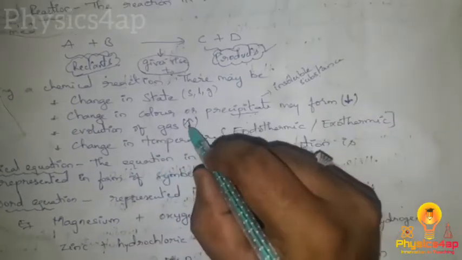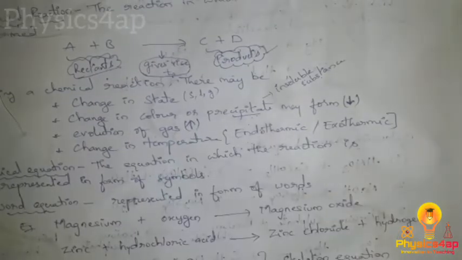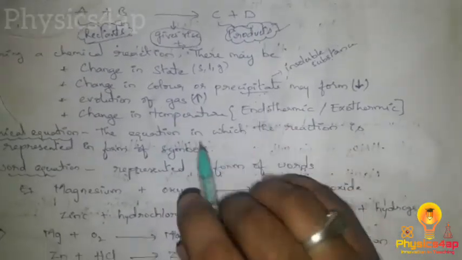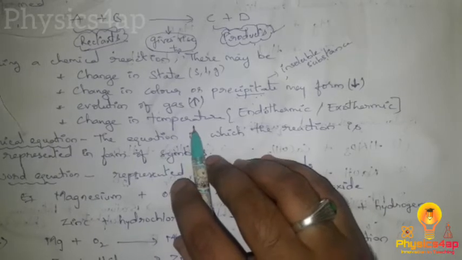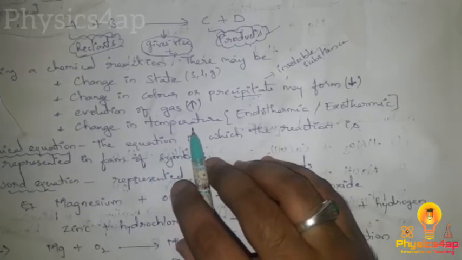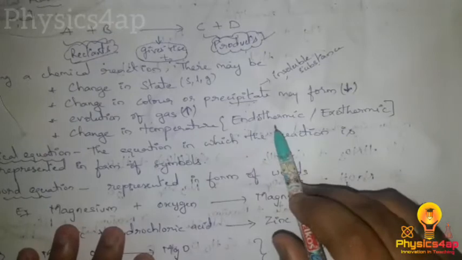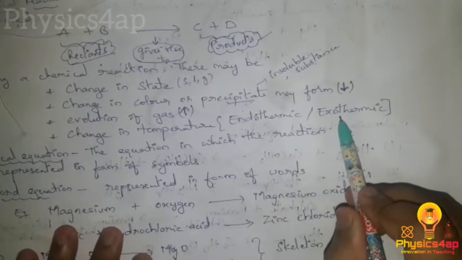So when a gas is released, we use an up arrow mark symbol over here. And there may be a change in temperature. That means heat may rise up or heat may go down. We call these endothermic and exothermic reactions.